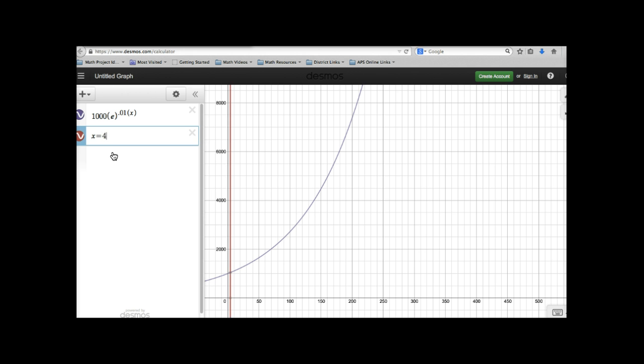One thing we can do is type x equals 4 in order to graph a vertical line, find that intersection point, and we can see that after 4 hours our bacteria has grown to 1040.8. But let's prove that algebraically.